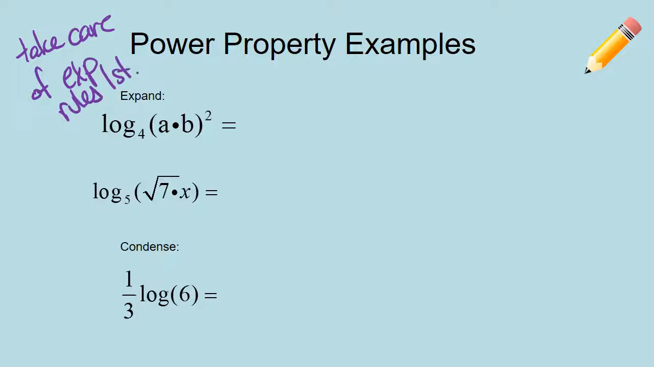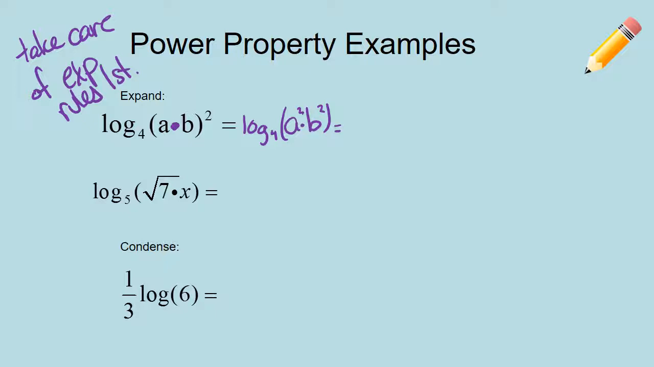So for example, here I see that I have parentheses to an exponent. So I have power of a product. Because it's being multiplied, I can distribute that too. So I'm going to do that first. So I'm going to have a squared and b squared for that log.